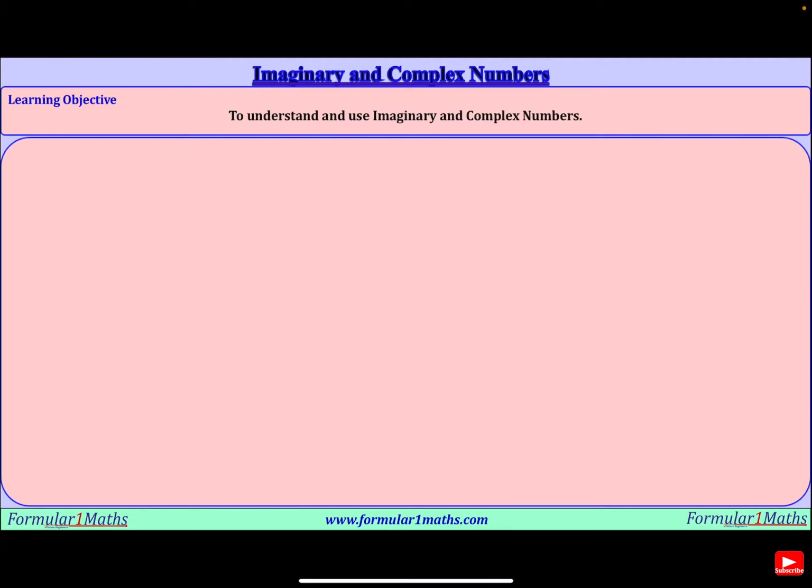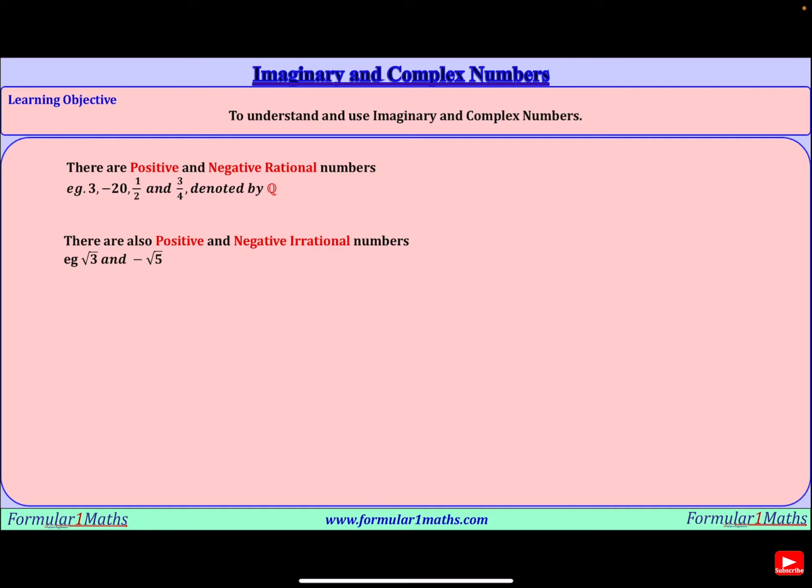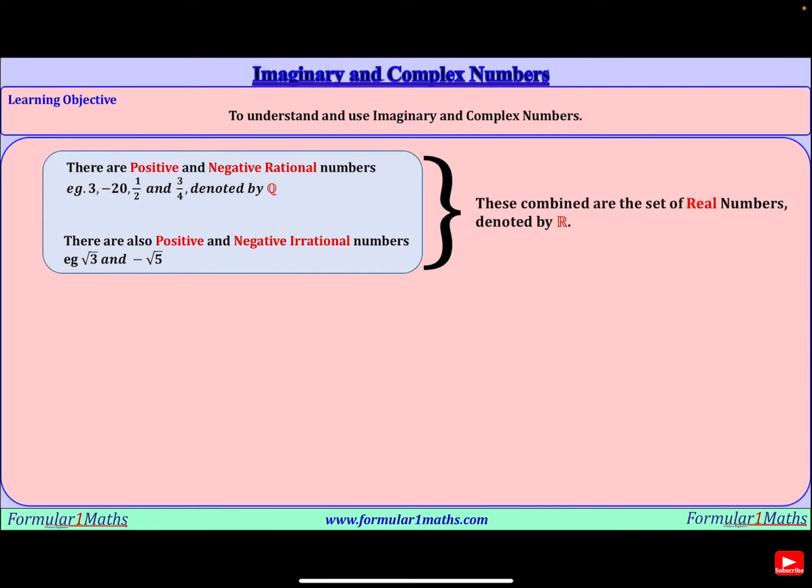So let's get started. In maths, there are positive and negative rational numbers. Examples: 3, minus 20, a half, and 3/4. There are also positive and negative irrational numbers. Examples: square root of 3 and minus square root of 5. When you combine these two, you get a third set called real numbers.